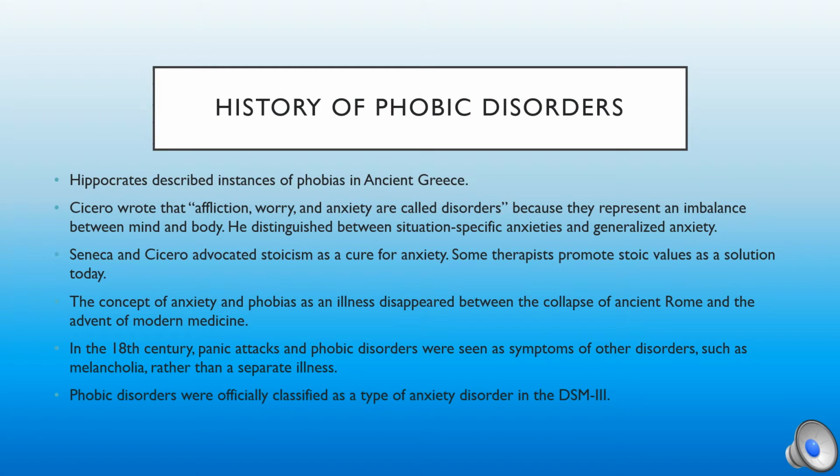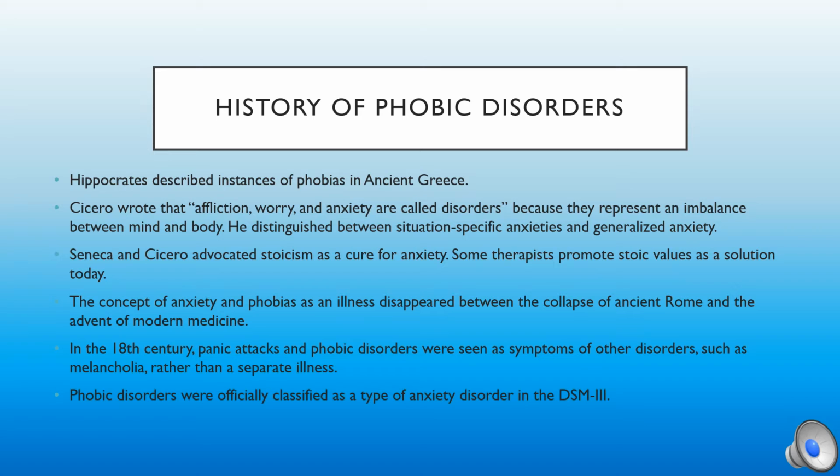Phobic disorders have been recognized in different forms throughout history. Hippocrates described instances of specific phobias in ancient Greece, while the Roman philosopher Cicero wrote that affliction, worry, and anxiety are called disorders because they represent an imbalance between mind and body. He distinguished between situation-specific anxieties and phobias and generalized anxiety. Seneca and Cicero advocated Stoicism as a cure for anxiety, and some therapists promote Stoic values as a solution today.